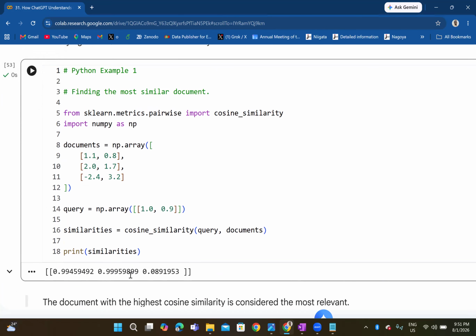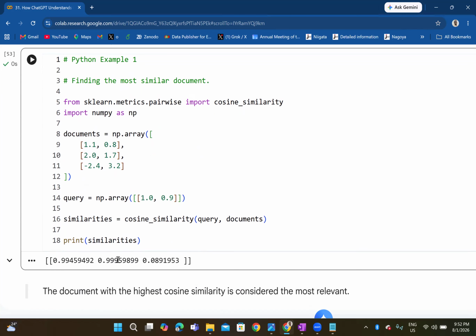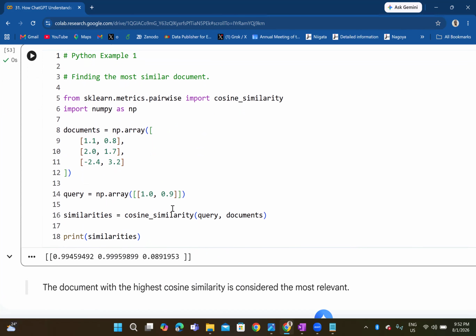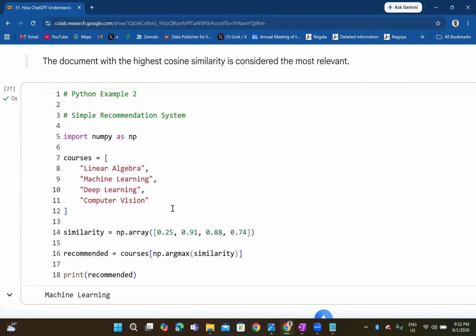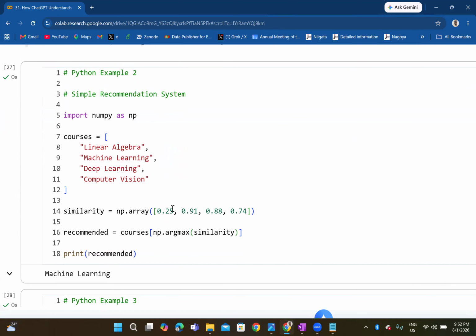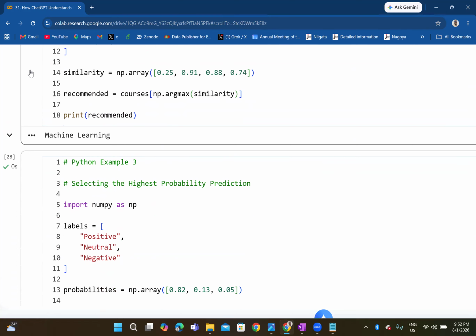So you have documents, you have the query. This second one here, 0.999, corresponds with this one right here, 2017, which is pretty close to this. So, a simple recommendation system. Imagine you have linear algebra, machine learning, deep learning, computer vision, and the similarity is 0.25, 0.91, and all this. Of course they want to be recommended with 0.91, which is machine learning. So you get that machine learning stuff.